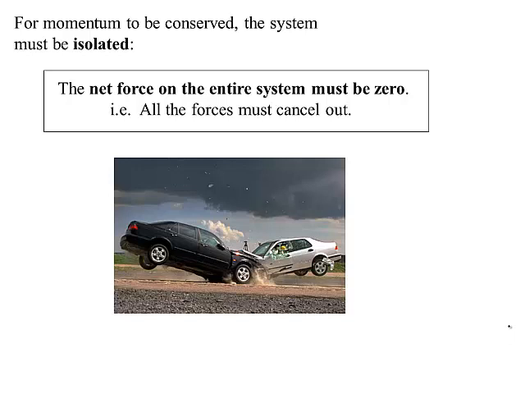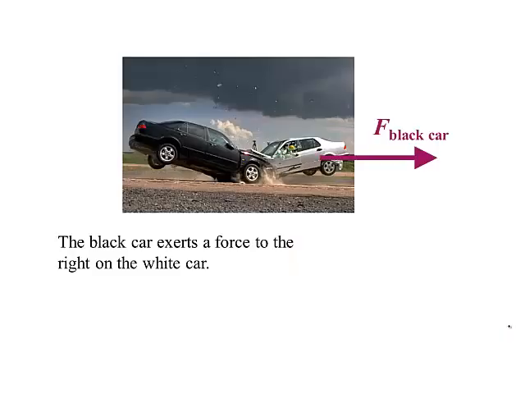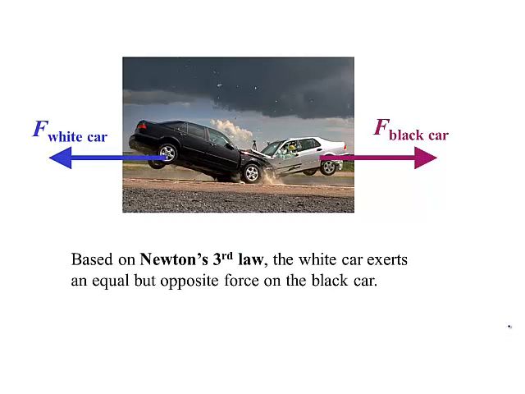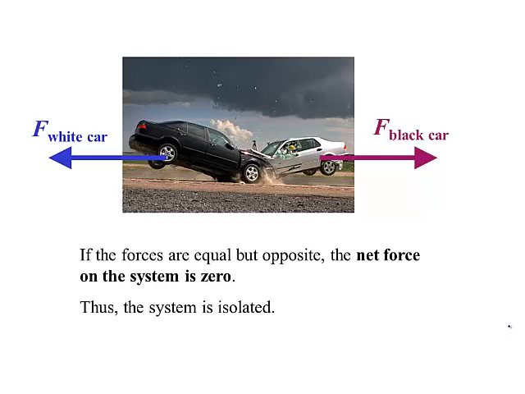So here we have a collision between two cars. The black car exerts a force to the right on the white car. And based on Newton's third law, the white car exerts an equal but opposite force on the black car. If the forces are equal but opposite, the net force on the system is zero. Thus, the system is isolated, so therefore conservation of momentum does apply.